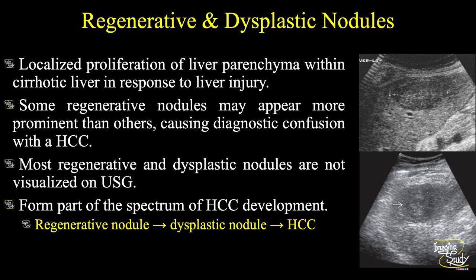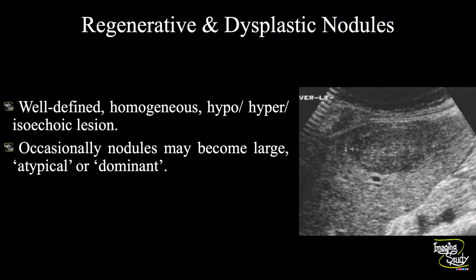Most regenerative and dysplastic nodules are not well visualized with ultrasound, especially if you are not using a high-frequency linear transducer. We have already seen some nodules. Are they very much important? Well, this regenerative nodule may turn into the dysplastic one, which may further turn into the hepatocellular carcinoma. Now, these nodules may appear as well-defined homogeneous, hypo, hyper, or isoechoic lesions. Occasionally, nodules may become large, atypical, or dominant.